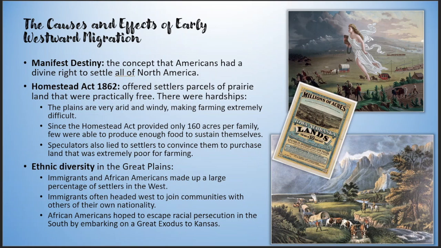Westward migration contributed to ethnic diversity in the Great Plains. You had immigrants and African Americans that made up a large percentage of the settlers in the West. And immigrants often headed west to join communities with others of their own nationality, while African Americans, you remember, hoped to escape racial persecution in the South by embarking on what was known as a Great Exodus to Kansas. Remember, those African Americans were known as the Exodusters.